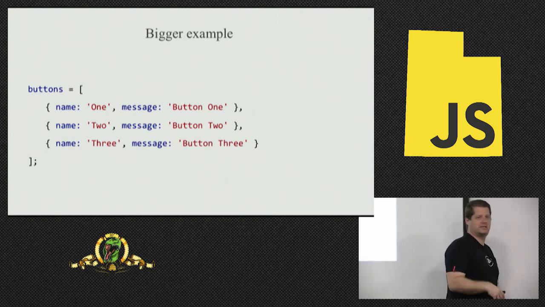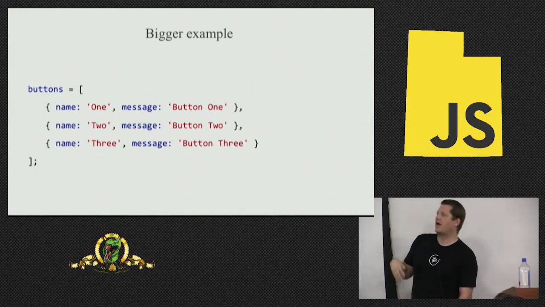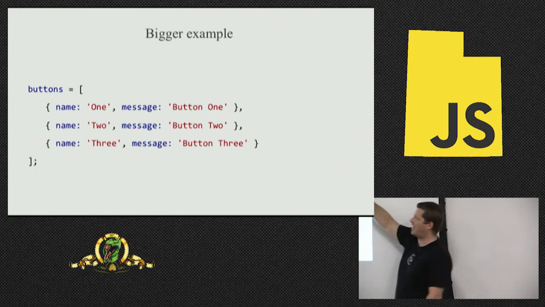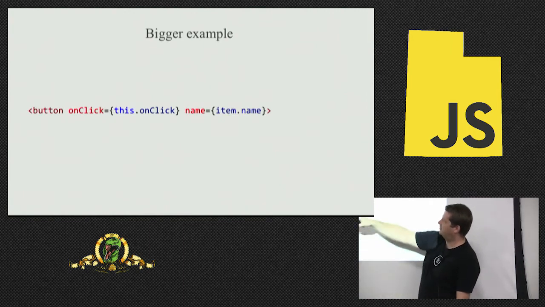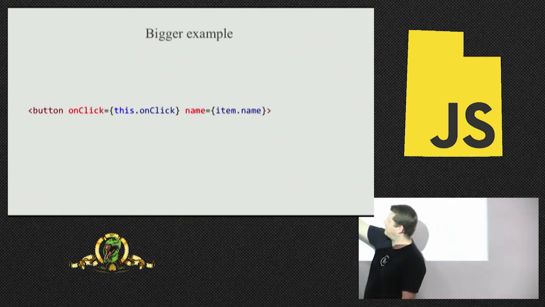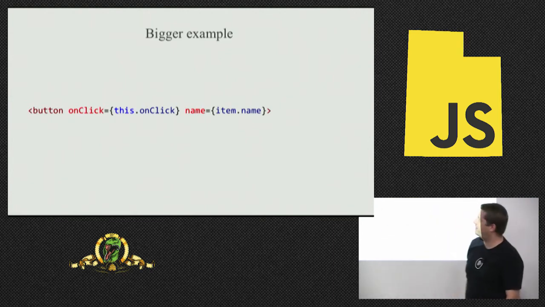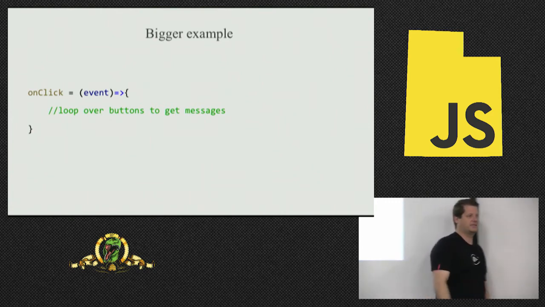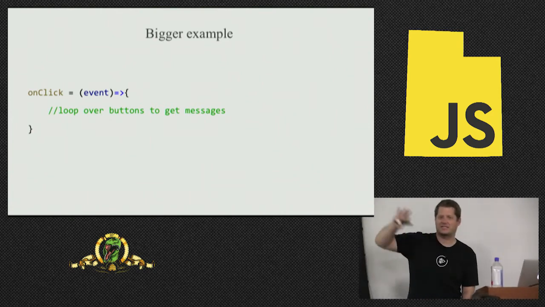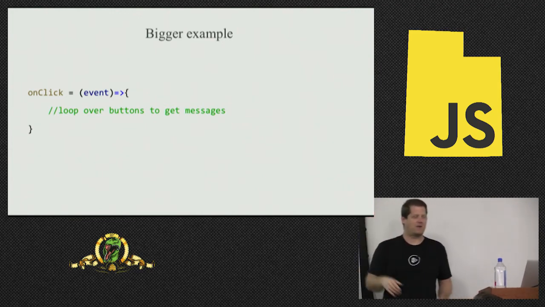How would you do this normally, right? So you have to set up a click handler, and you either have to have a click handler on each button, or I just want one click handler, so I do this dot on click. The name is the name of the item, and then I have to loop over my buttons every time something's clicked to get the message. Has anybody ever written something like this? It may not be buttons, but a lot of times it's a drop down or something like that. Right.